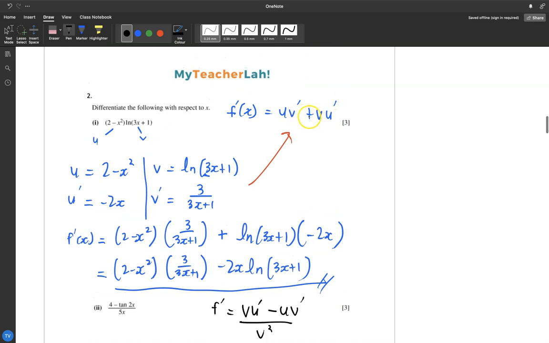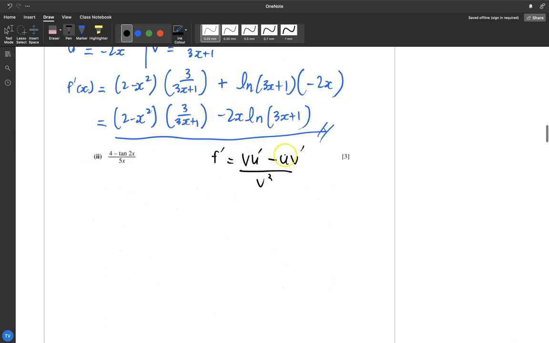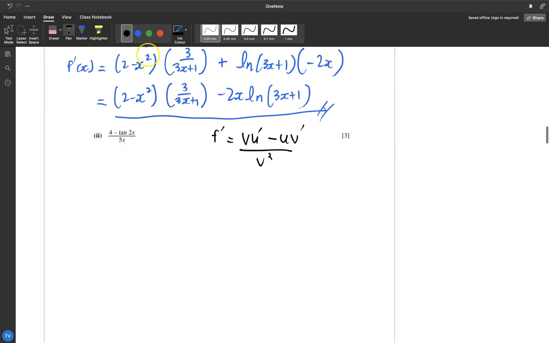So here you have a plus. You can actually swap this in front and this at the back, and it doesn't change anything, because it's a plus function. But in this case, you cannot do u v prime first because this is minus. You will end up changing the entire value. So just be very careful that you should start with v u prime. Just continue on the steps as usual.